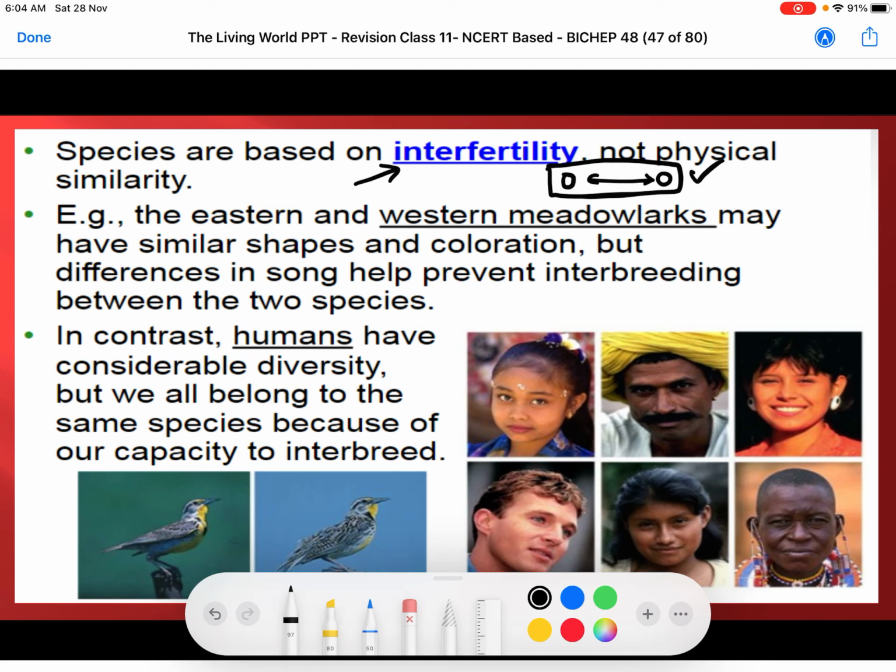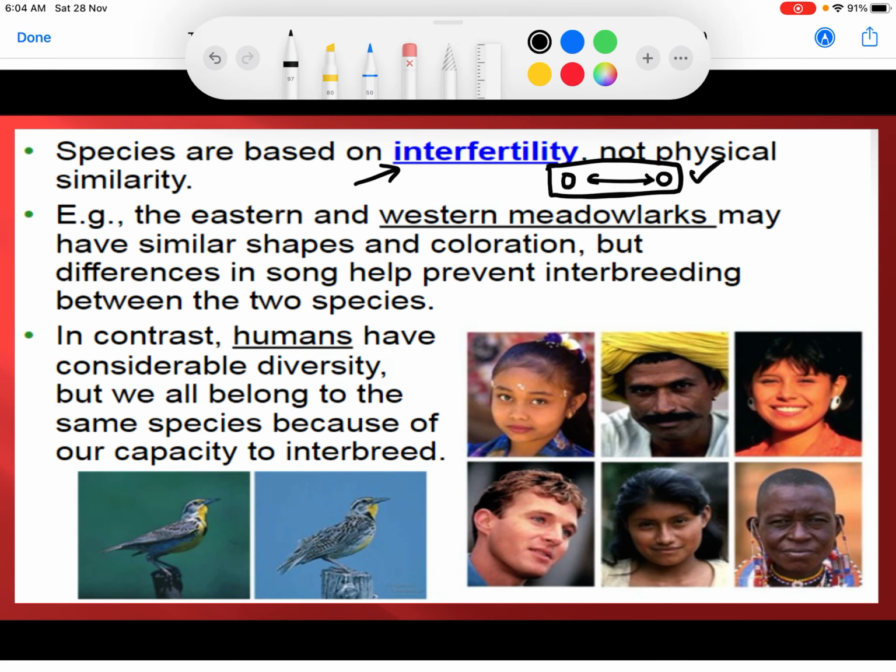Ready? If you see the example given below, eastern and western meadowlarks, these small finch-like organisms. So, it is called meadowlark. This is eastern and this is western meadowlark. They are exactly similar to each other in shape and coloration, but they have differences in song. One has a different song and the other has a different song. That is why they are not attracted to each other for interbreeding. So, they have a gap in interbreeding, they do not interbreed. So, they are two species, not one.